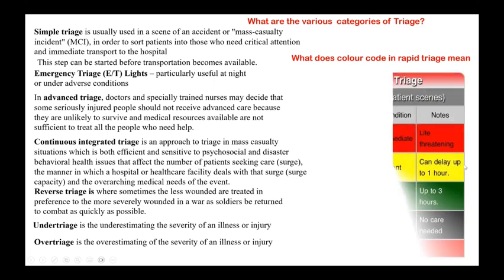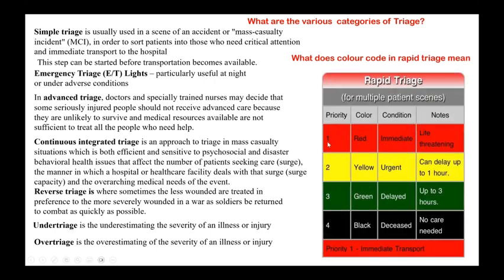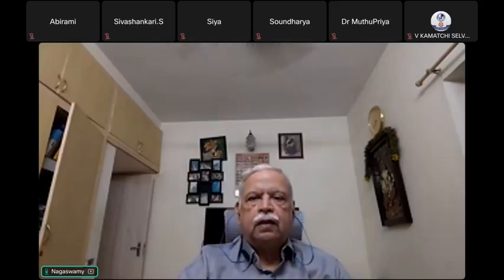And the color coding that is used for triage: red carries the maximum priority, yellow is the next, then green, and black is almost for patients who cannot be revived and will be dead any moment. So this is the category that is used. And that will end the discussion on triage.